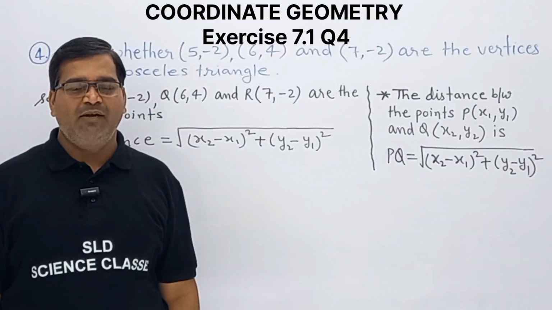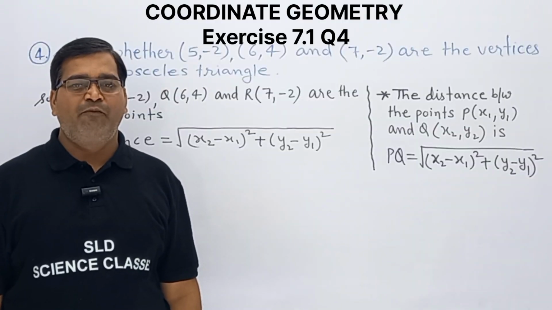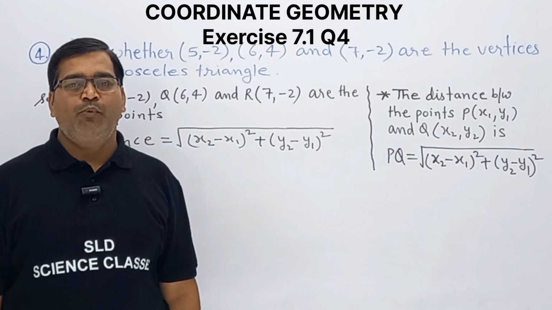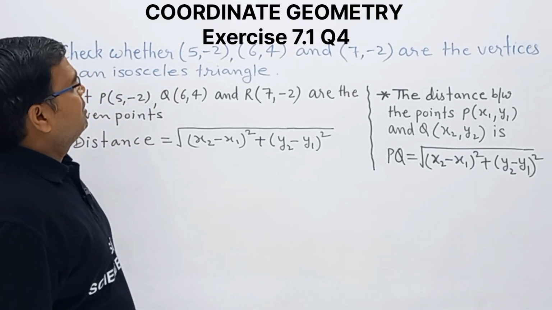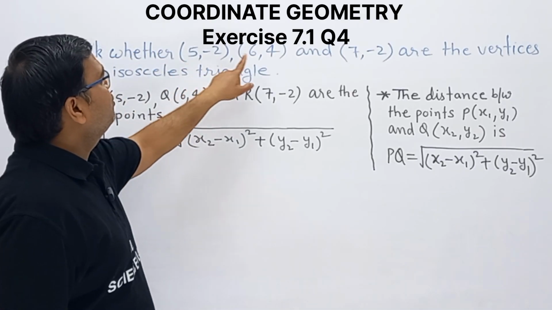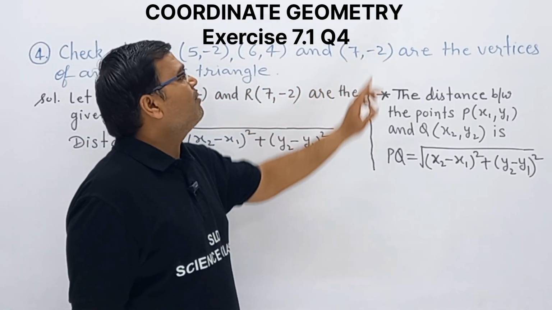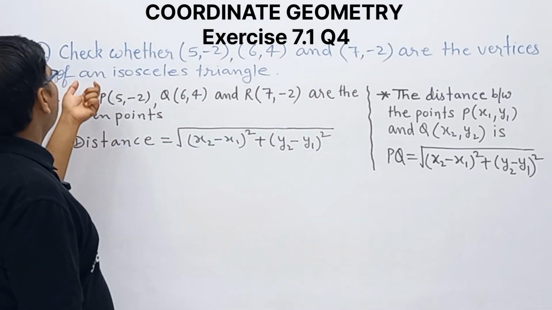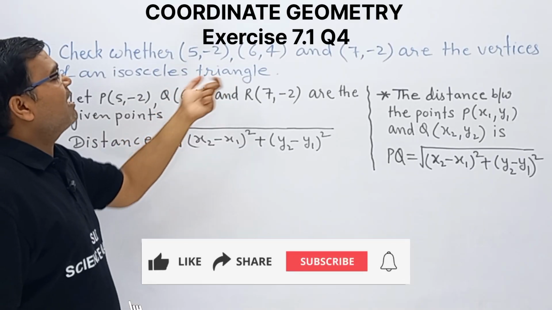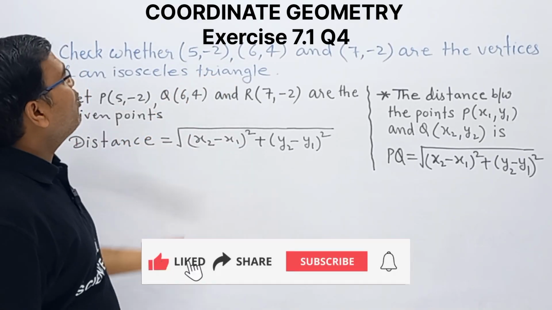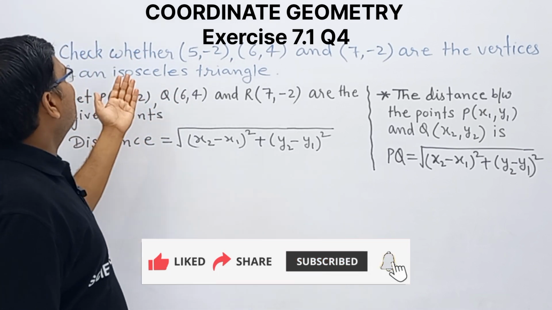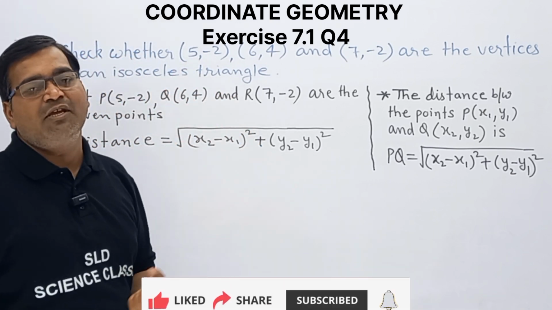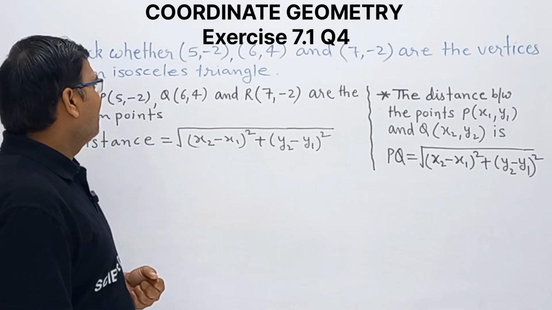In this class, we are going to discuss question number 4, exercise 7.1, coordinate geometry. Observe this question. Check whether (5, -2), (6, 4) and (7, -2) are the vertices of an isosceles triangle. We have 3 points, and we want to check whether these are vertices of an isosceles triangle.